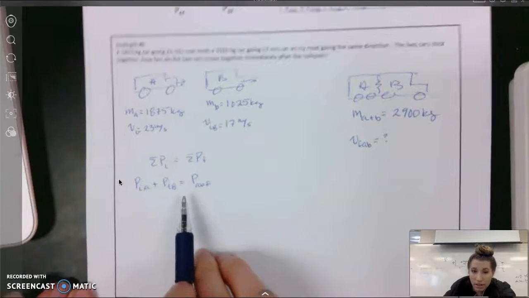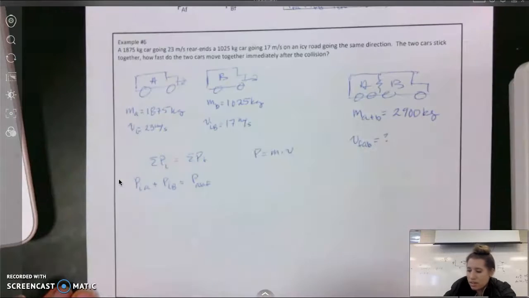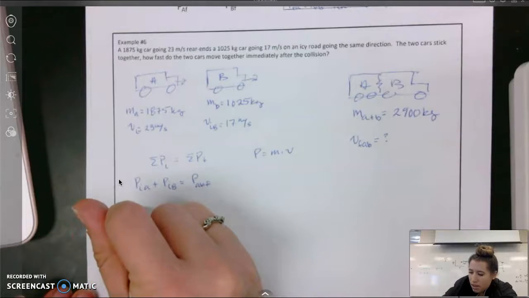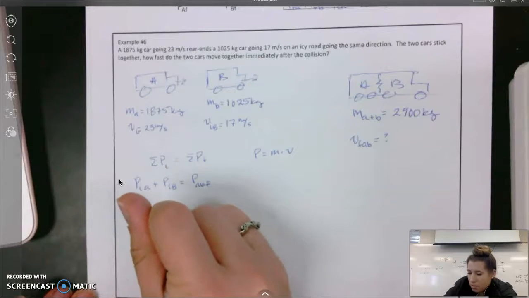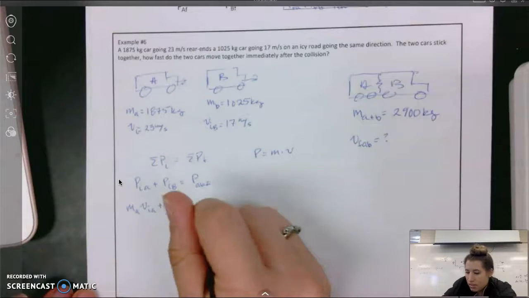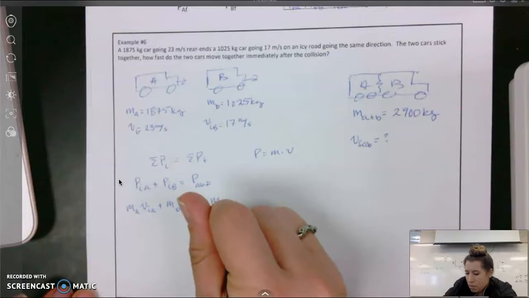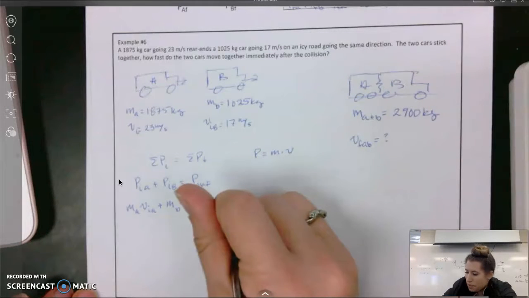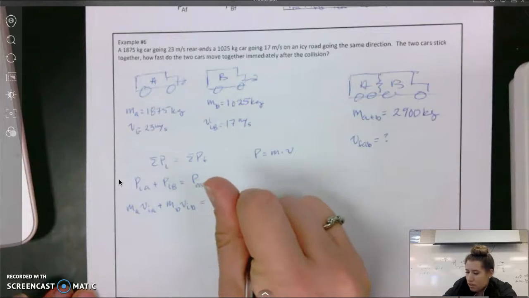And then we can break that down. We know that momentum in general is mass times velocity, right? So this would be mass of A, velocity initial of A, plus mass of B, velocity initial of B. And that's going to equal mass of AB, right, that combined, multiplied by that velocity final of that combined.